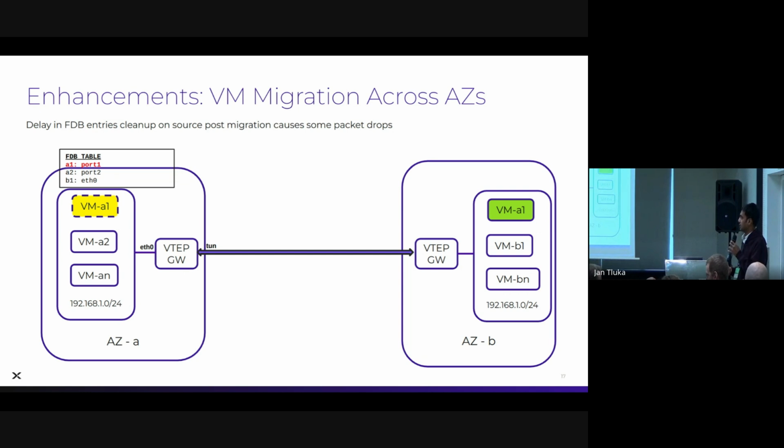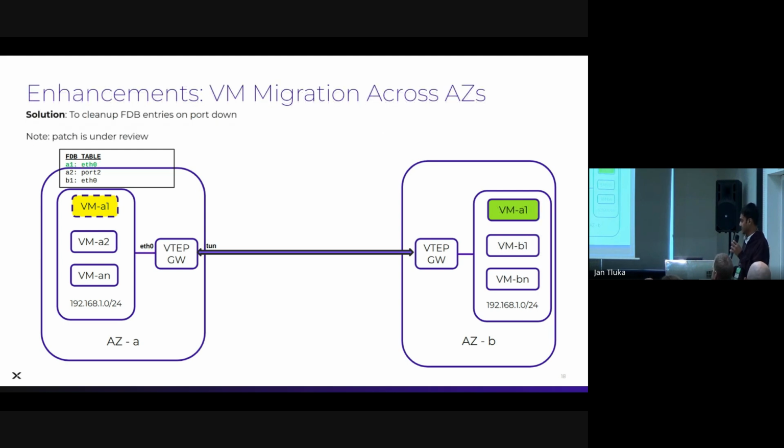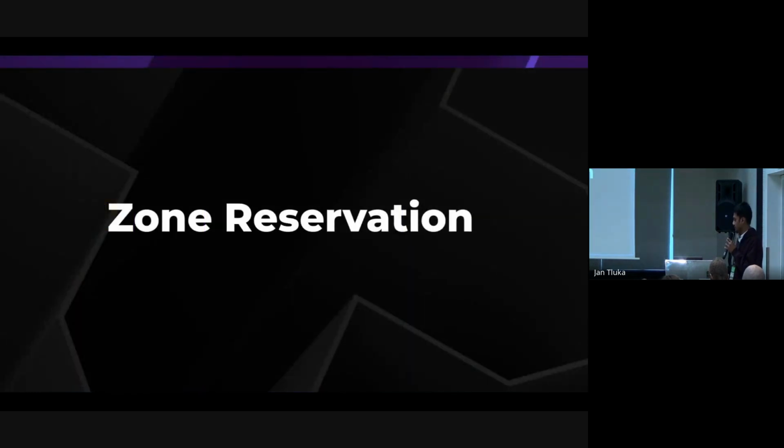For this, we proposed an enhancement to clean up these FDB table entries when the port is down. Once the migration is complete, the port will be down. QEMU will bring down the port here, and then bring up the port there. As long as the physical port is down, evict the entries. This patch is under review, and we have comments from upstream, like Dimitri and Numan, who suggested some other better approaches, which we are internally reviewing. So this is the last enhancement.